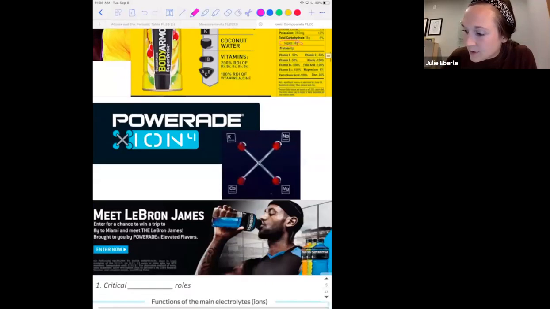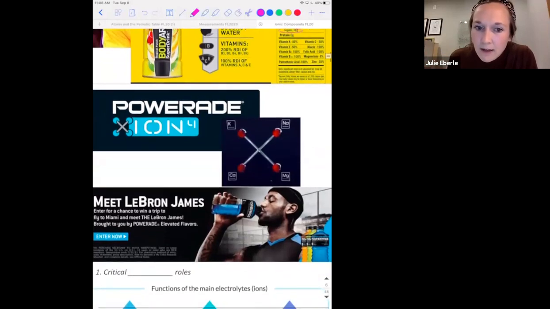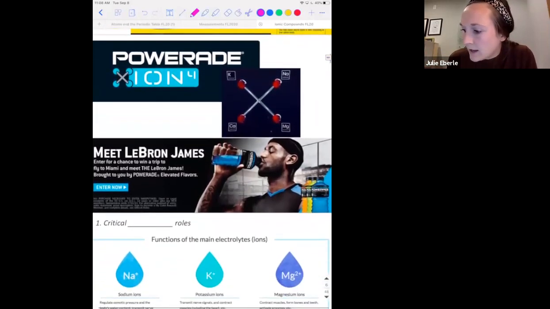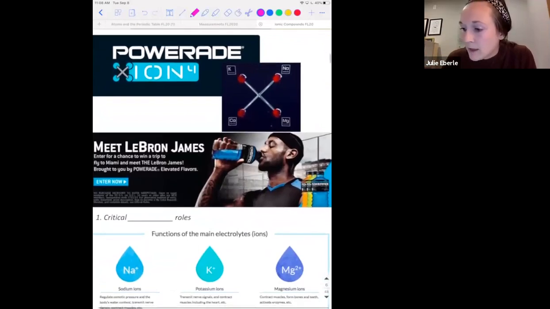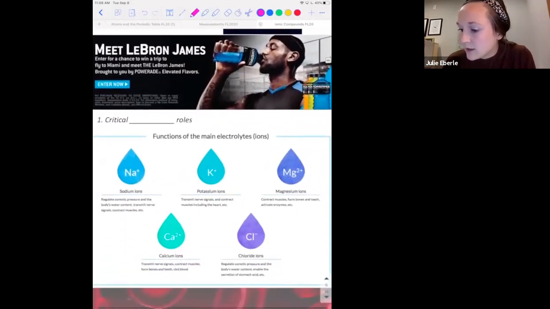Another, here's a tribute to Powerade. They came out with a special Ion 4 is what they called it. Because Gatorade has a couple different electrolytes. It's got the potassium and the sodium. It had less calcium. I don't even know if it has magnesium in it. But they came out with this line of Powerade. And then they tried to promote it with some LeBron James. And so it's got 4 electrolytes in it when you drink that one. But these are all over the sports drinks and things like that. We care about ions for that reason.